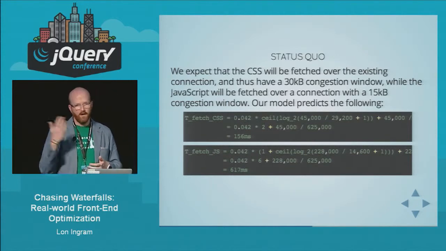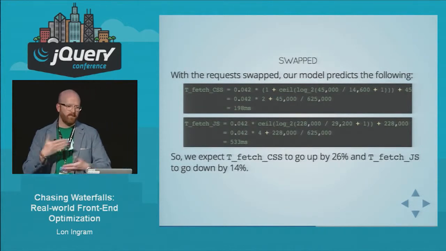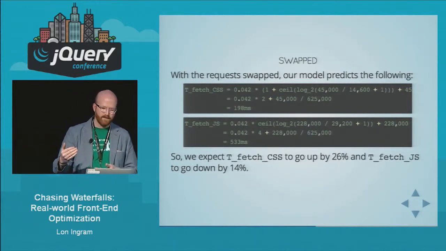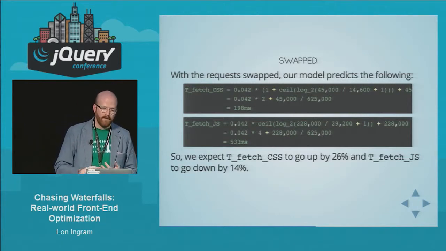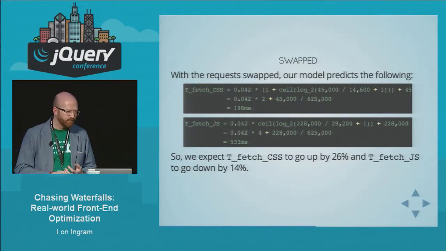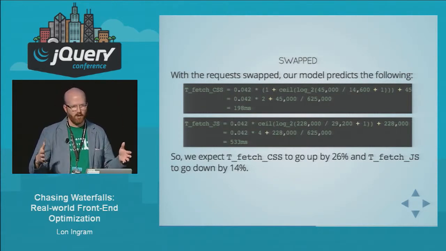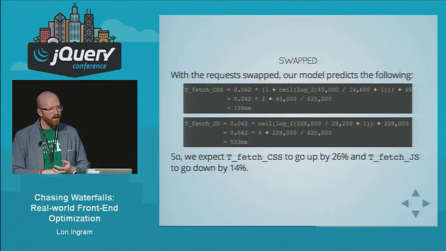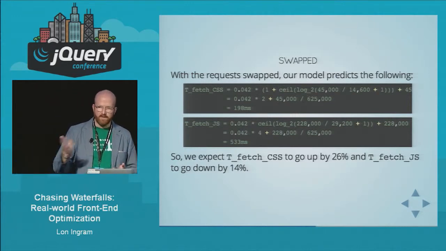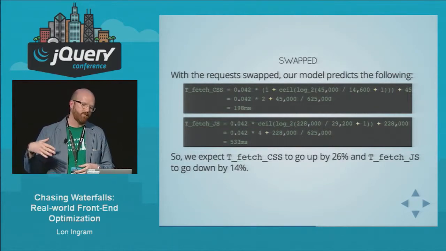You start to see where the 1 second render time is coming from. Well, let's swap these. What does the model say if we swap the order of these two things? Then the CSS is going to get the smaller cwnd, and it's going to have to pay to set up a new connection for itself. So it's going to take longer, in fact almost 200 milliseconds, 198. But the JavaScript is going to get the already open connection with the already larger cwnd. And so it's going to take less time, 533 milliseconds, to fetch this stuff. So the end result is that we expect the CSS to take 25% longer and the JavaScript to take 14% less time.